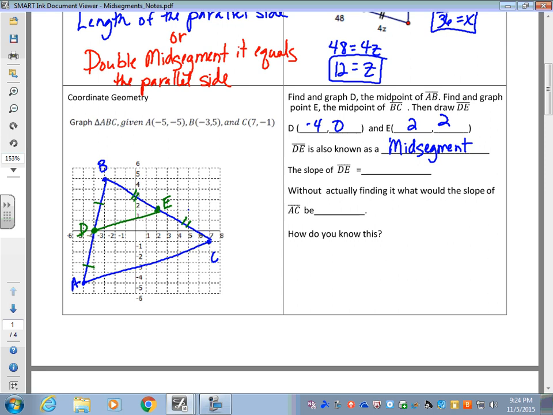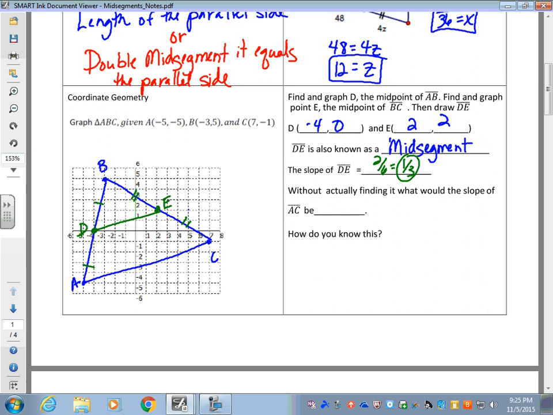Now, the slope of DE is going to equal, well, we can physically count that. We can do the rise over run. So that's up 2, to the right 6. I hope you can see that. Well, 2 over 6 can be reduced to 1/3. All right, so the slope of DE is 1/3.